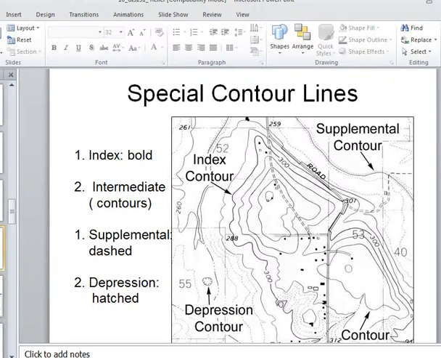The index lines are the ones that are in bold and have the number. So, for instance, this one is the 300-foot index line. And if I know the contour interval, then I can count, I know what the next line's going to be, right? So if the contour interval is 50 feet, and this is 300, then this could be 350. This would be 400, 450.